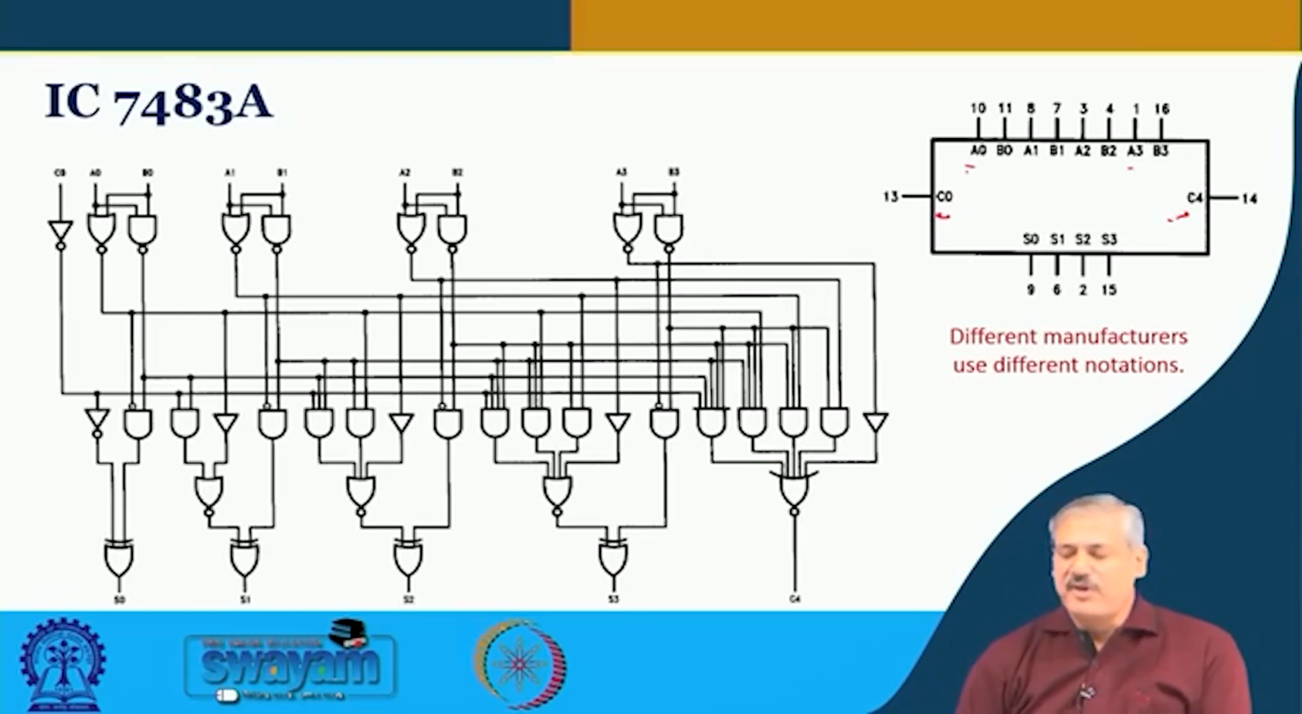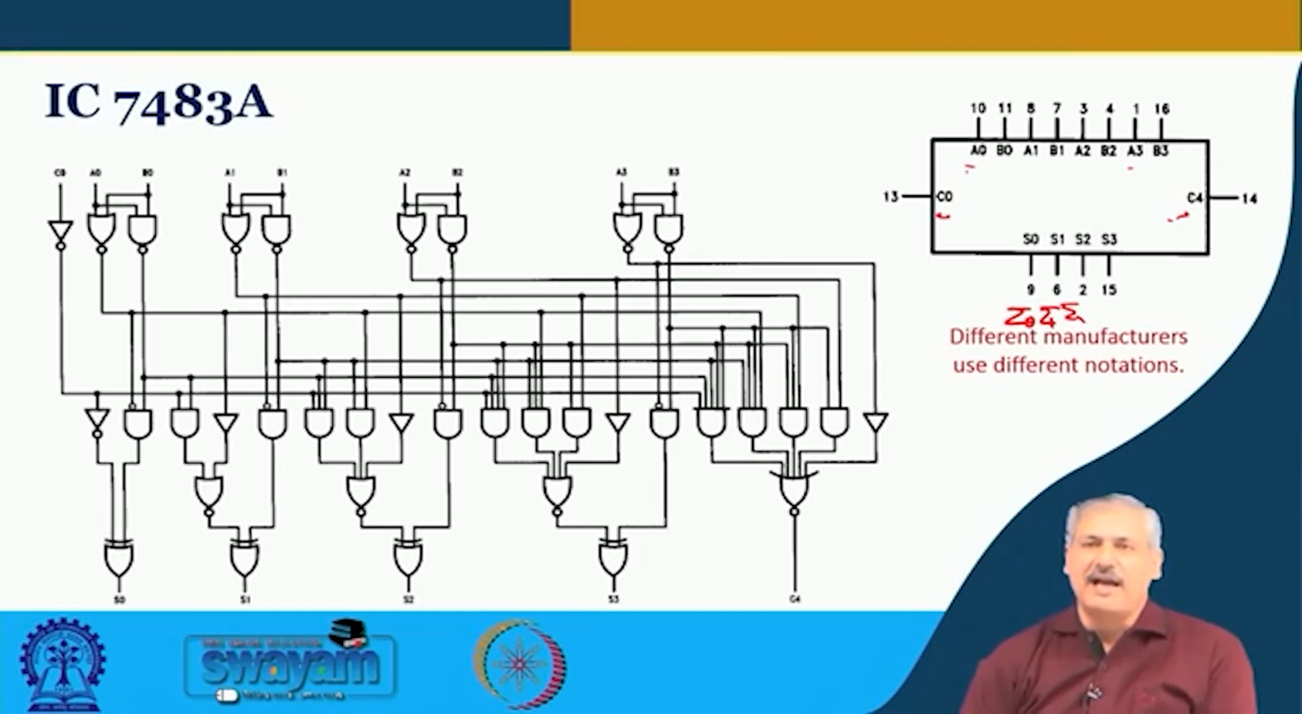In some other manufacturers' ICs, instead of the sum bit they use the sigma, summation sign, summation 1, summation 2 and so on. So, these are certain small differences that you have to take note of when you are using it practically in the lab, or in your personal hobby project or mini project, digital electronics project.